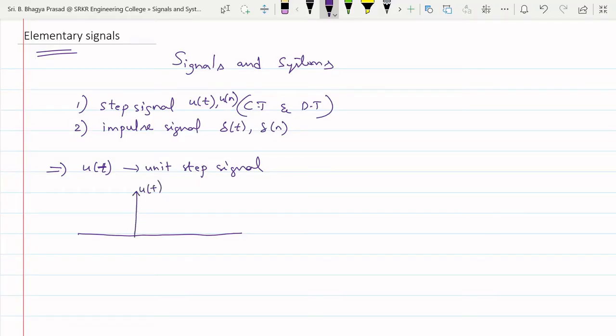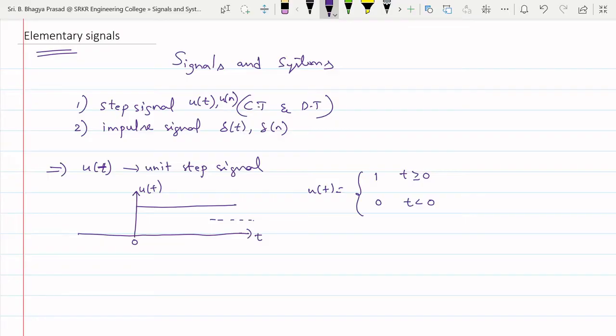u of t, and the axis is t. So u of t will be like this from 0. Mathematically, it is expressed as u of t is 1 for t greater than or equal to 0, and for t less than 0, it's 0. It's defined like this.